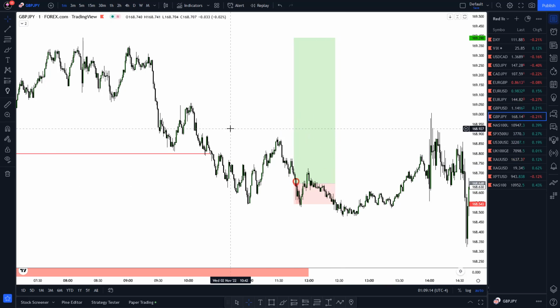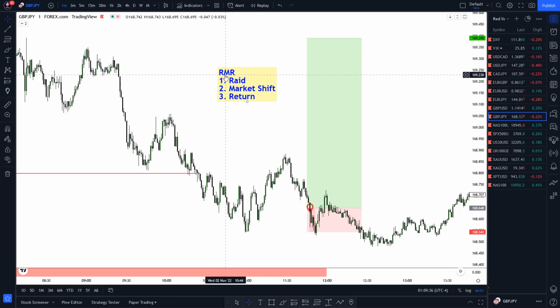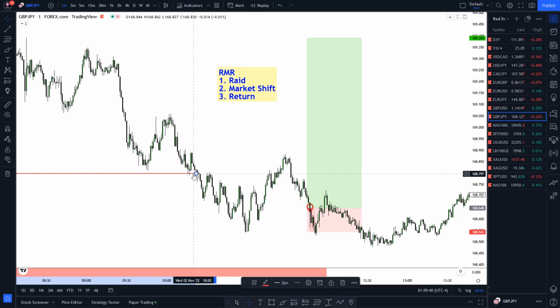Alright, so in this GJ trade, same pattern, we use the RMR pattern. We had these relative equal lows over here that we outlined, and this is the raid. Then we look for a market structure shift. So we're being bearish, and then, oh, we've broken a swing high. So this is what we'd call the market structure shift.